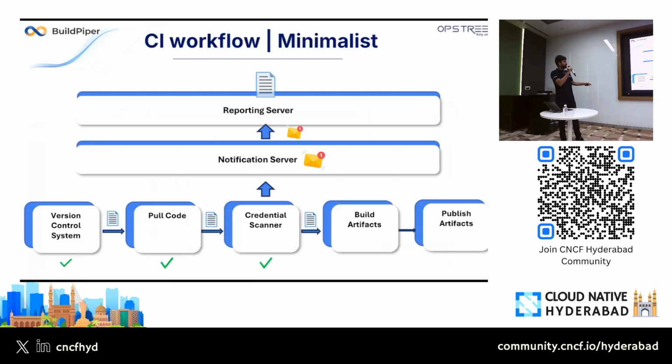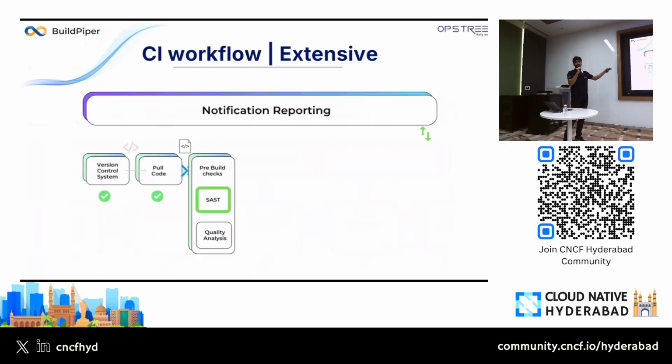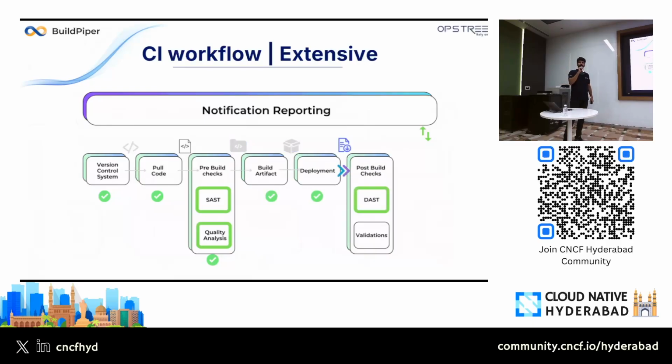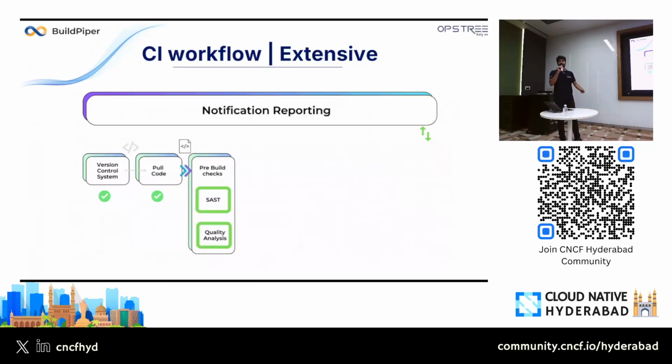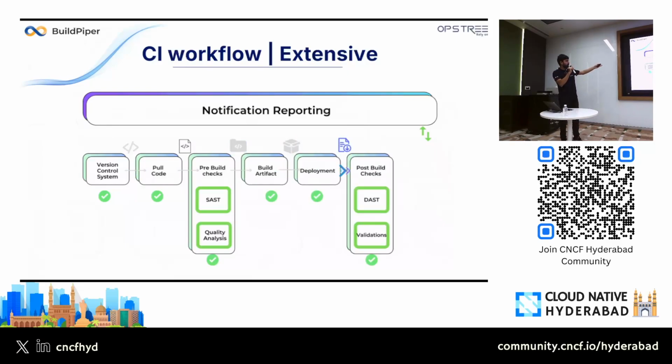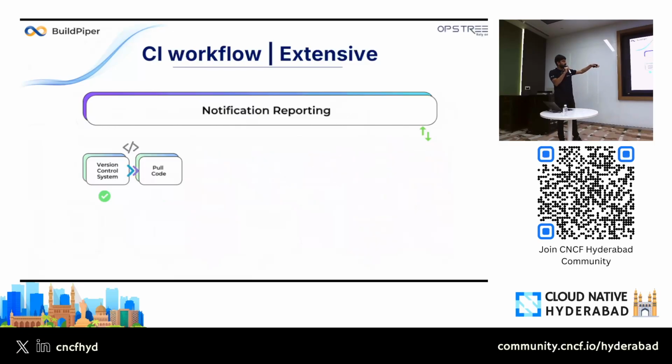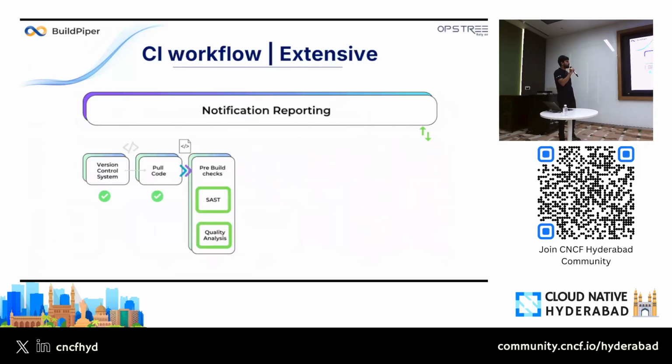So typically, this is a more extensive workflow where you can be sure that once I run the build, my application is going to get deployed into production, and I needn't worry about something failing in between. And even if something fails in between, I am going to be aware of what the failure is. So here we have the version control pulling the code, then pre-build checks, SAST and quality analysis. We have a built artifact, then the deployment happens, then a few post-build checks are run, and then we publish it.